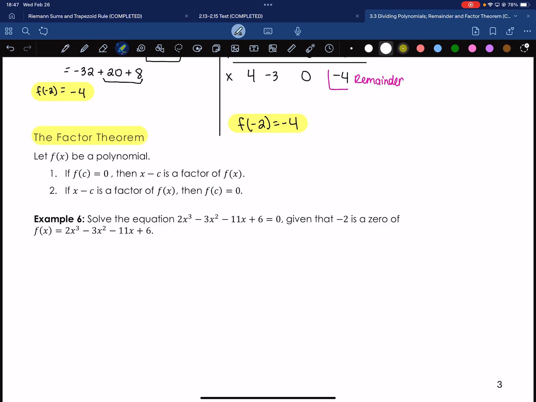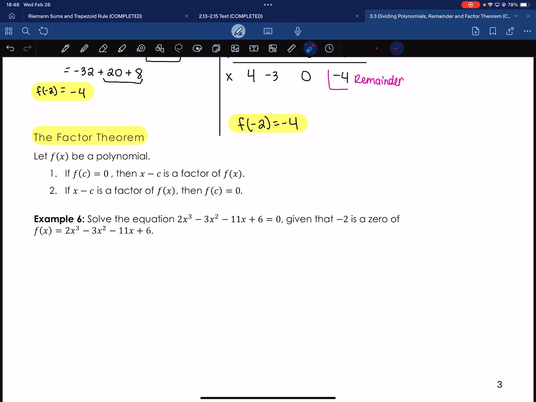Okay? And so when you get a remainder of 0, that means you have found a factor of the polynomial. Okay? When you get a remainder of anything else that's not 0, then it's not a factor, which means it's not an x-intercept, a root, a solution. It's not crossing the x-axis at that value. Okay? And so that's all the factor theorem is saying, that if f of c is equal to 0, then x minus c is a factor of f of x. If x minus c is a factor of f of x, then f of c equals 0. That says the exact same thing twice in two different ways.